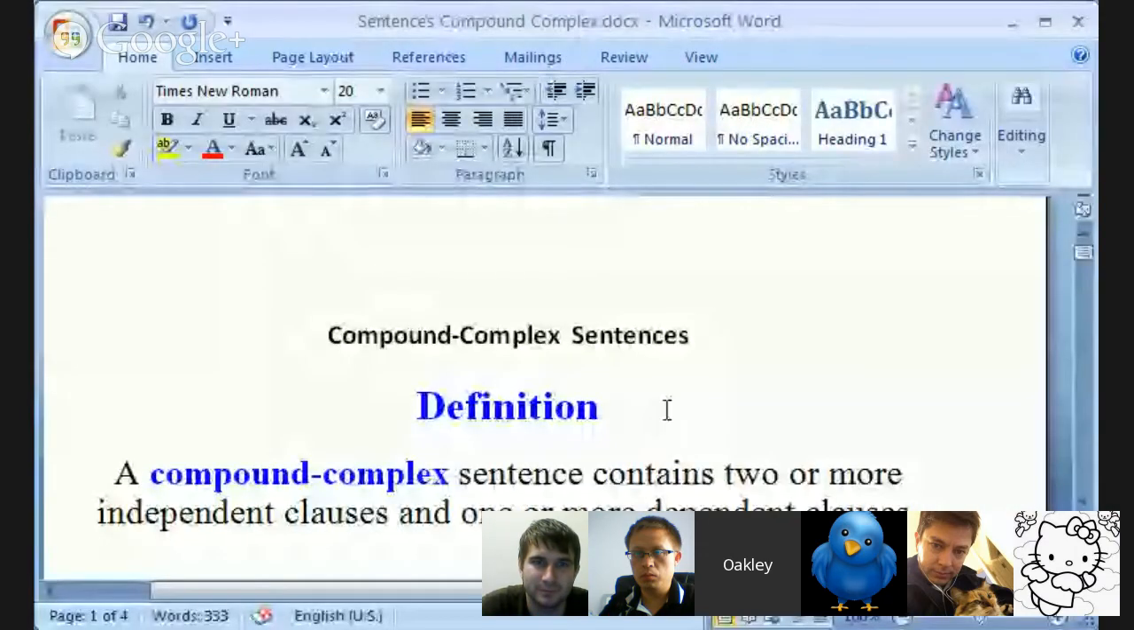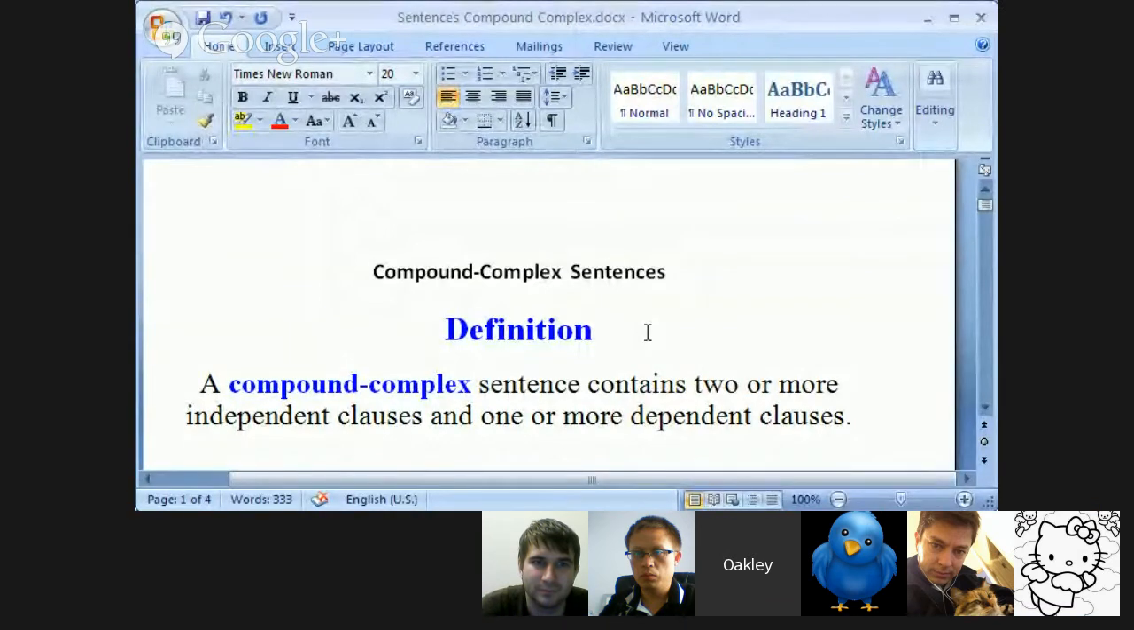Okay, let's get started looking at compound complex sentences. I'm going to do a screen share and talk about how this thing looks. All right.